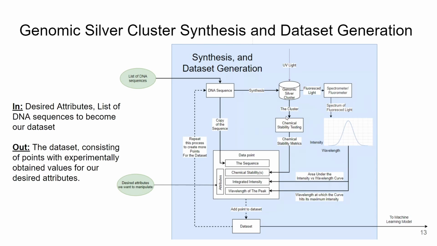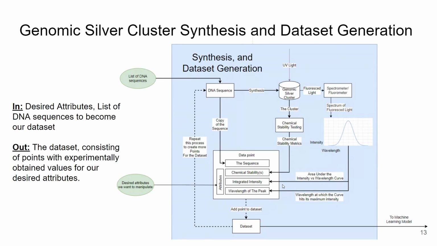And then with that, we can take the area under the intensity versus wavelength curve. That's our integrated intensity. If anyone's taken calculus, this should make sense. This is the intensity versus wavelength. The integrated intensity is just the area under this curve, right? And then the wavelength at which the curve hits its maximum intensity is its wavelength of the peak, right? That makes sense to everyone? Wavelength of the peak, where it hits the top, is the argmax of this curve, and then integrated intensity is the area under the curve, right?